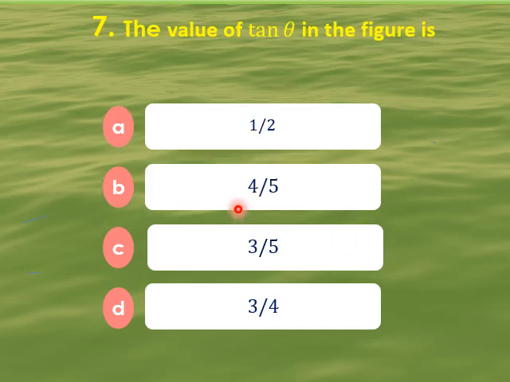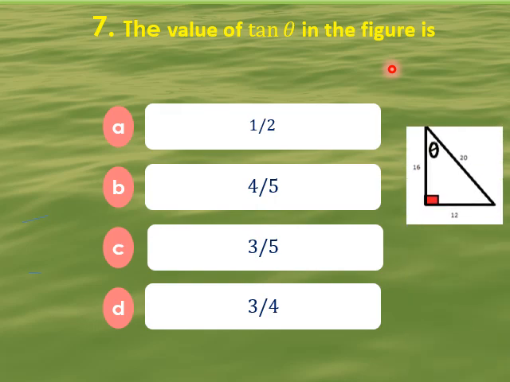The next question: the value of tan theta in the figure is, and the figure is given here. This is theta here, and the three sides of the triangle are 16, 12 and 20. So we need to get tan theta. We know that wherever the right angle is there, opposite to that is the hypotenuse. So the hypotenuse is 20. And wherever theta is there, opposite to that is the opposite side.